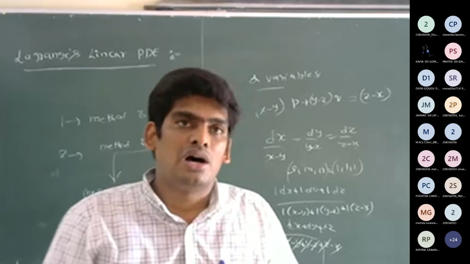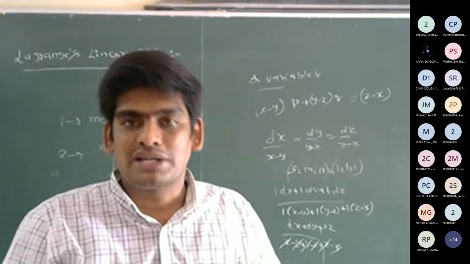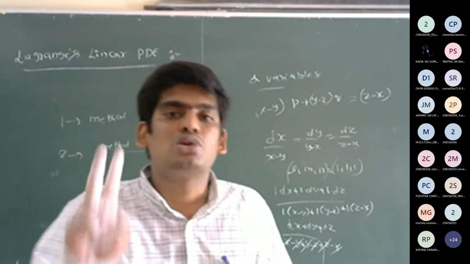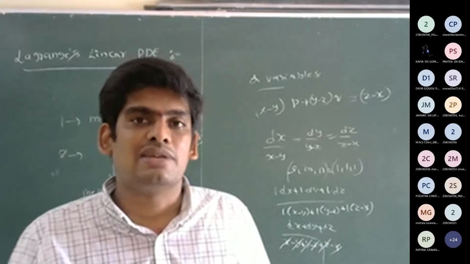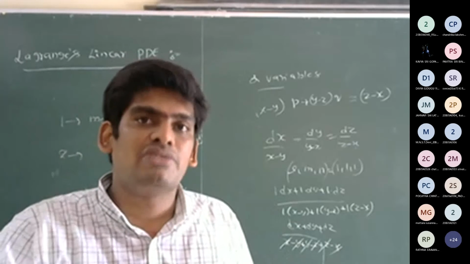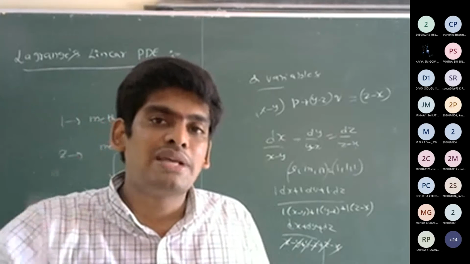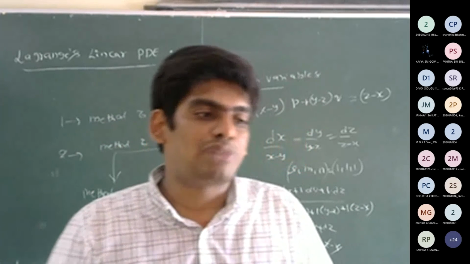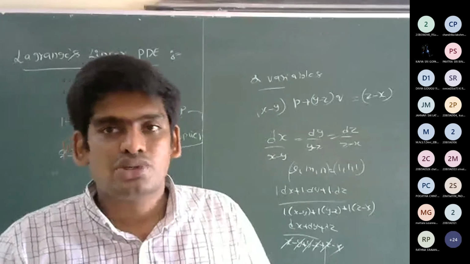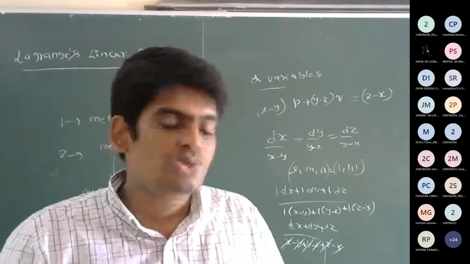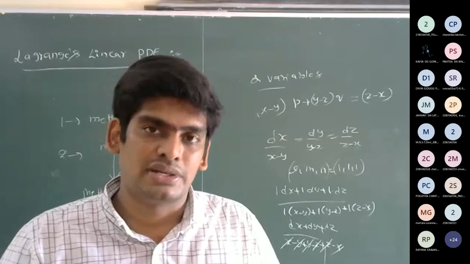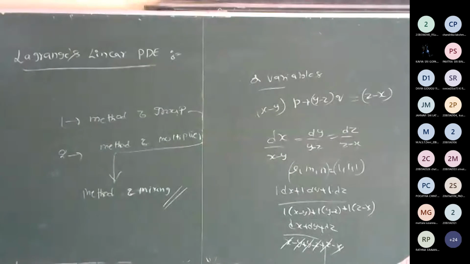In the evaluation of the solutions of a Lagrange's partial differential equation, suppose it is not possible to evaluate the two solutions by using one method, either the method of grouping or the method of multiplication. In that case we go for the method of mixing. That is, one solution is obtained by the method of multiplication and another by the method of grouping. These are the methods for solving the Lagrange's form of linear partial differential equations. The important thing here is solving by the method of multiplication.